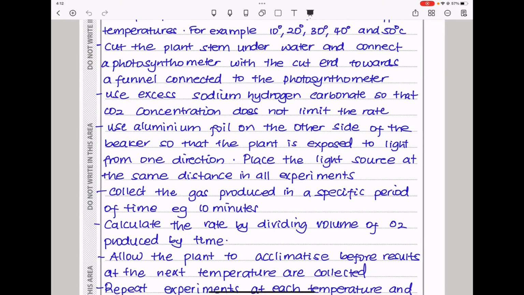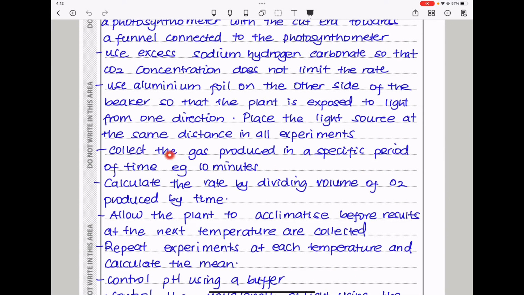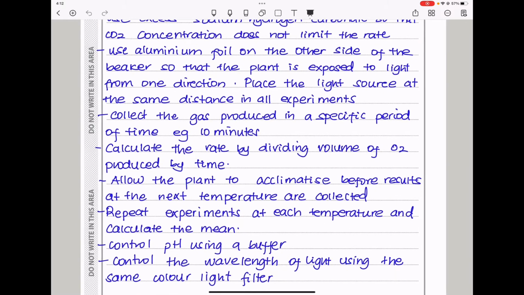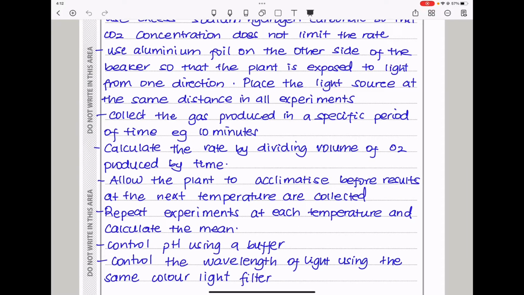Then we have to use aluminium foil on the other side of the beaker so that the plant is exposed to light from one direction. Then place the light source at the same distance in all experiments. This ensures that the light intensity is the same. Then collect the gas produced in a specific period of time, for example 10 minutes, and then calculate the rate by dividing the volume of oxygen produced by the time.